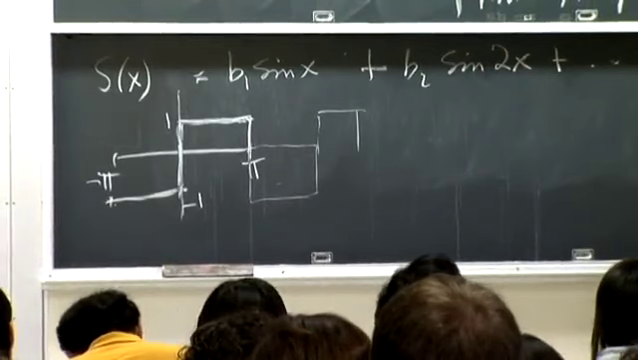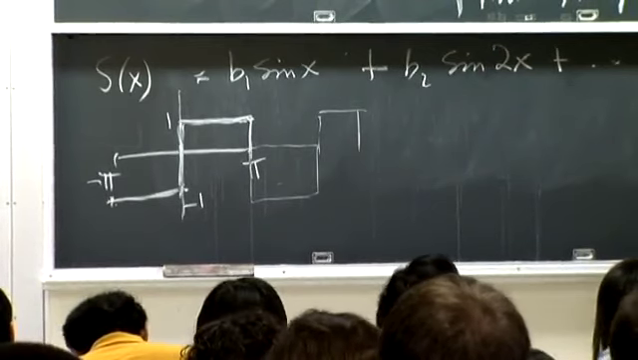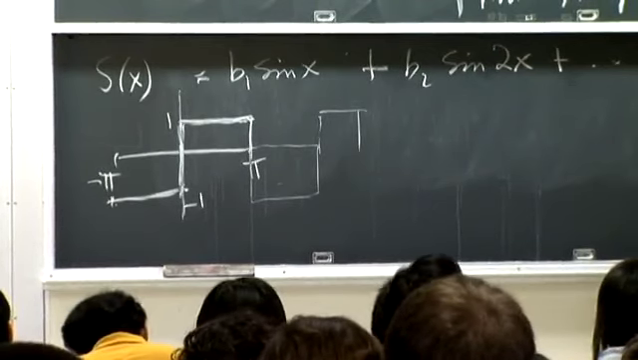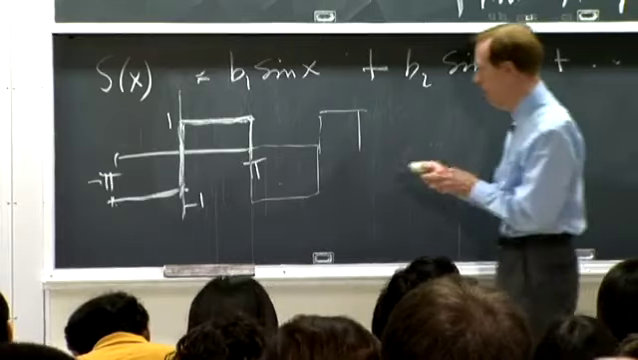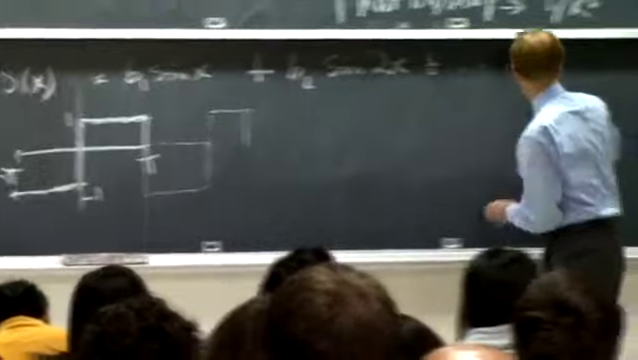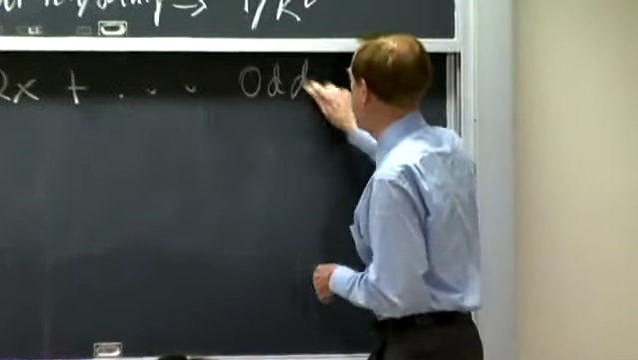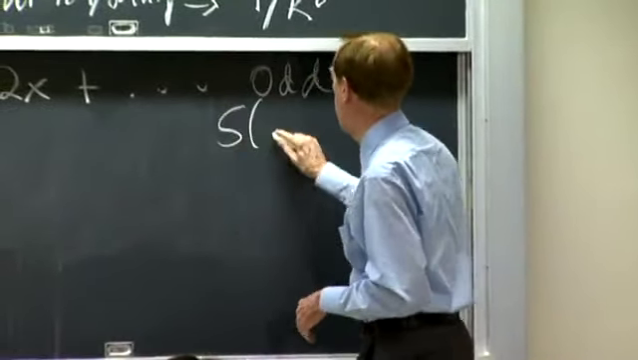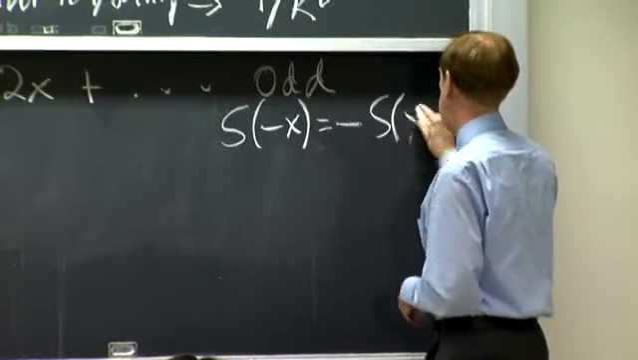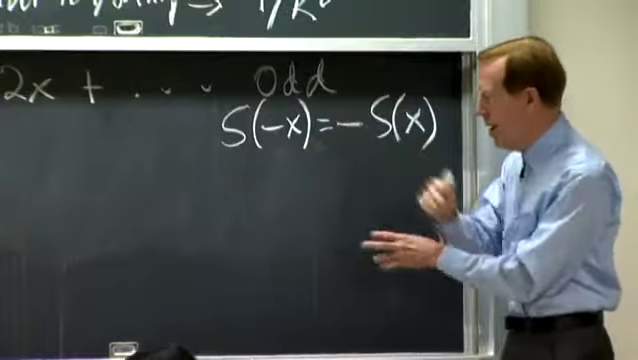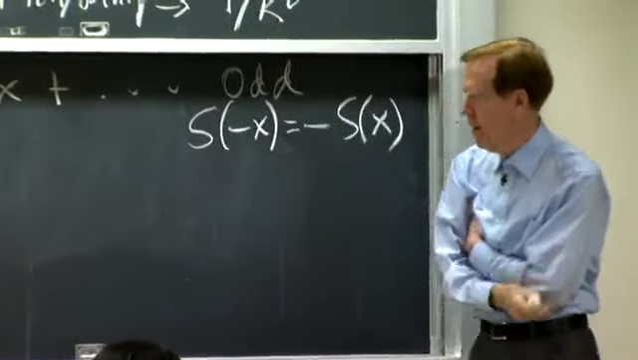Well, you might say, wait a minute, how are we going to expand this function in sines? Well, sines are odd functions. Everybody knows what odd means. Odd means that sine of minus x is minus sine of x. So that's the anti-symmetric that we see in that graph.